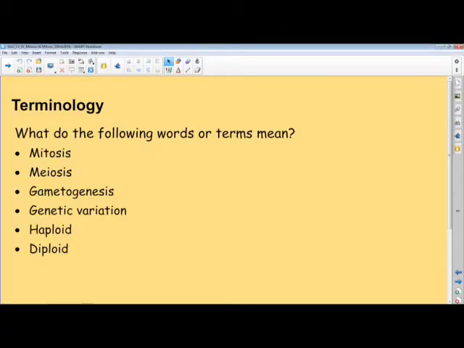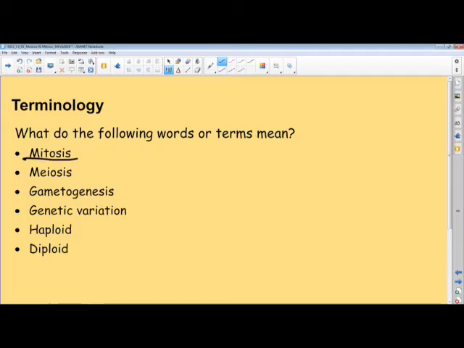What I'm going to do is I'm actually going to give you the words. I'm going to give you a few minutes to try and give me some feedback first. The first one is mitosis, which you've done before, right? So that should be quite easy. Then you get meiosis. Okay, meiosis is a new one. Then I want you to have a look at gametogenesis. Another one is genetic variation. And then you've got haploid and diploid.